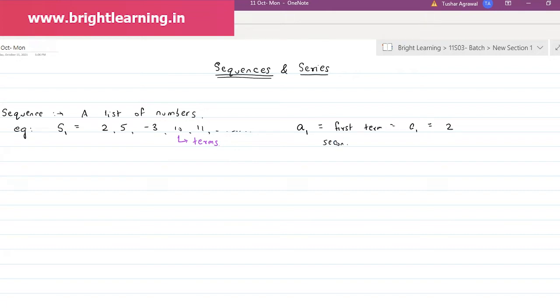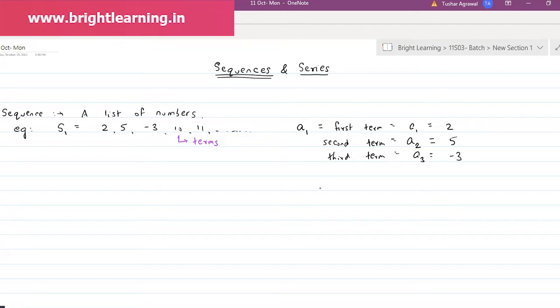Second term will be A with subscript 2. A1 and A2 are not related to each other by any rule. It can be anything. A2 is not double of A1, don't think like that. With subscript 2, it's just a variable. The second term, the term occurring at the second position, is 5. Third term is A3, which is minus 3. Then the fourth term is 10, the fifth term is 11, and so on.